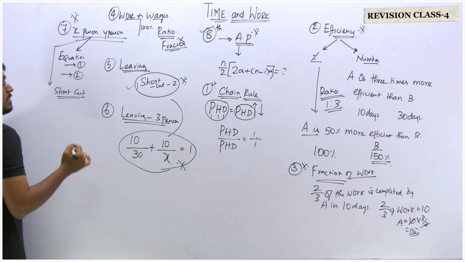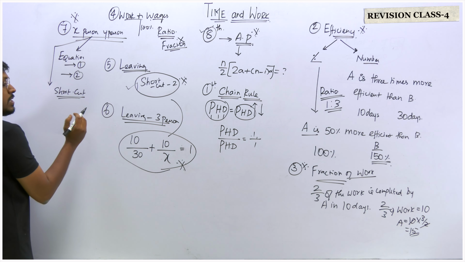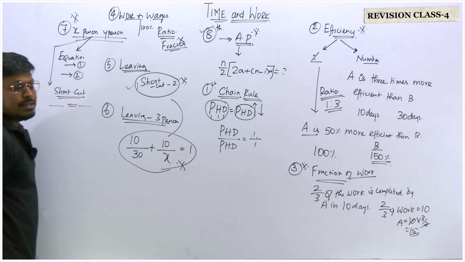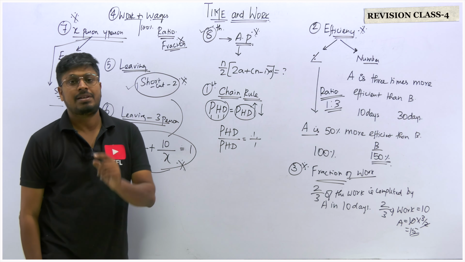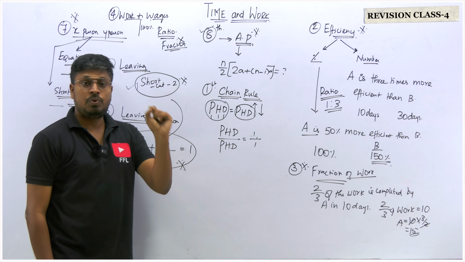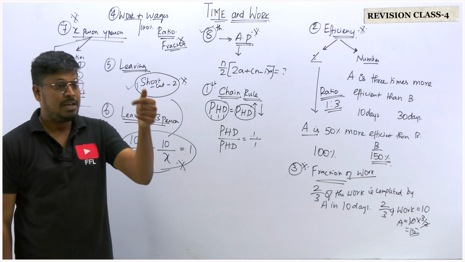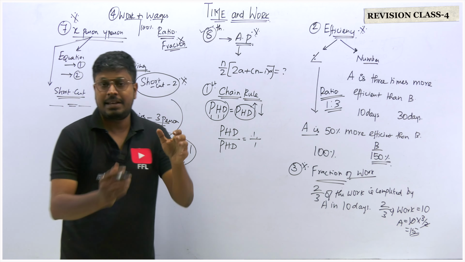So the shortcut method is nothing but, instead of framing one equation, we frame two easy equations and then we equate them. That will be one of the ways to solve the question. Either we frame two equations and keep them as equation number 1 and equation number 2. We usually frame two equations by reading a question.